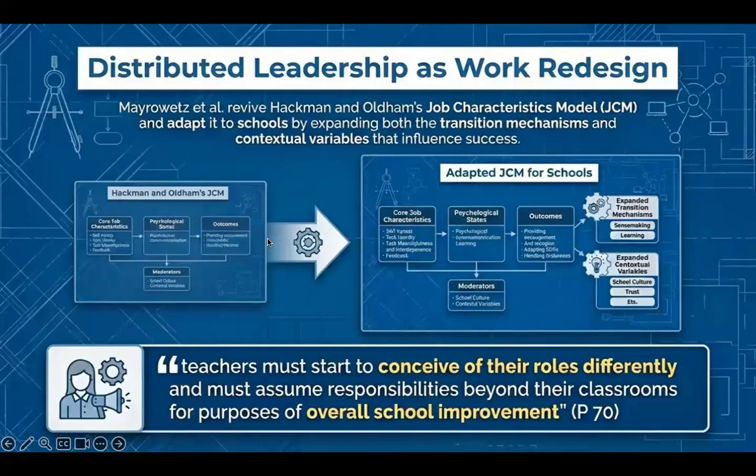Mitrowitz revived Hackman and Oldham's job characteristic model and adapted it to schools by expanding both the transition mechanism and contextual variables that influence success. He stated that teachers must start to conceive of their roles differently and must assume responsibilities beyond their classrooms for the purpose of overall school improvement.